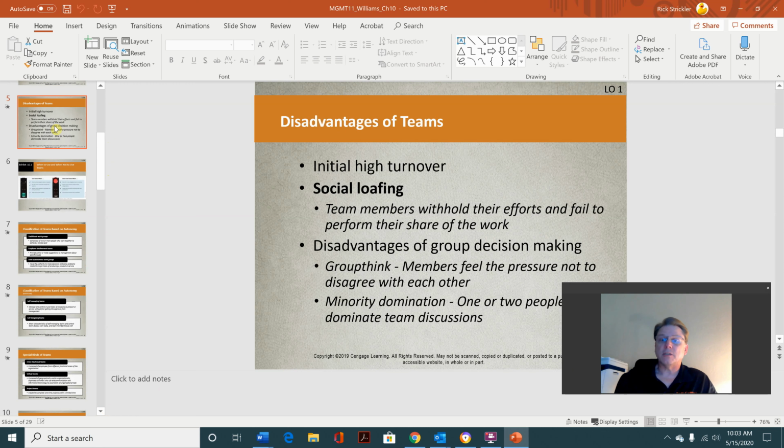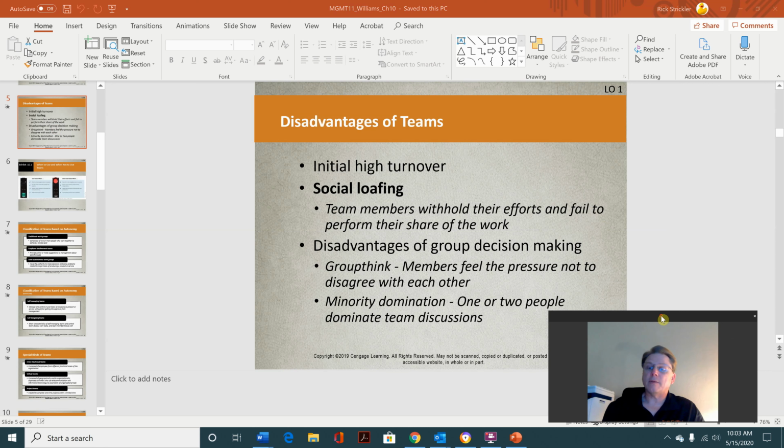The disadvantages: social loathing, initial high turnover because people don't get along, they don't want to be part of a team or part of a group, and so they find a way to get out of it. Social loafing is team members withhold their effort and fail to perform, because the whole group is responsible. So as long as the whole group is responsible, then what does it matter if they are or not?